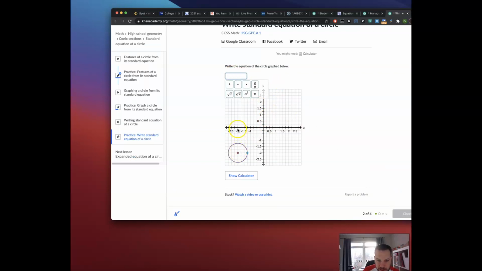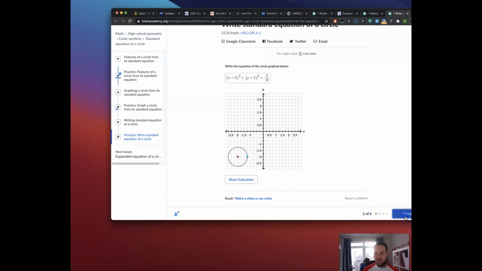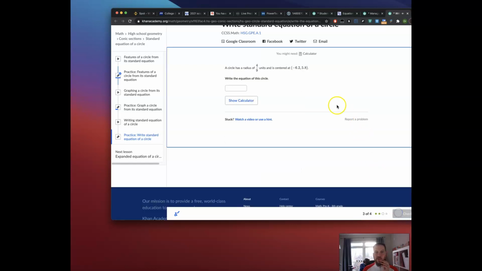All right, this one has a center at, looks like, -2, -2. So it'll be x plus 2 squared, y plus 2 squared, and then the radius looks like 0.75. So I need to do 0.75 squared, which is 9/16, or you can get the decimal for that if you just threw it in your calculator.